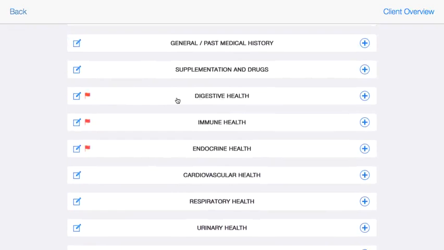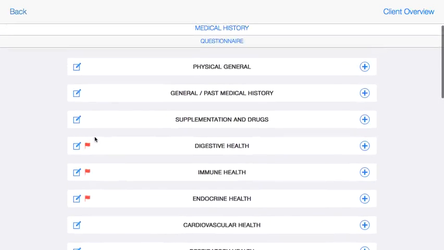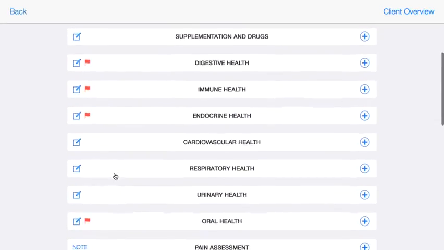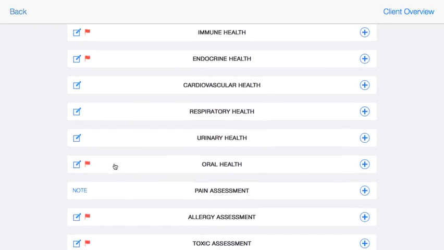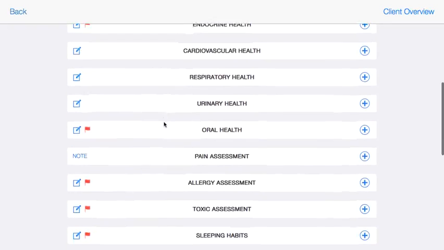And I'll cover in a moment what those flags and the notes mean, but that's afterwards giving you a really beautiful overview. Digestive health is an area of concern and we need to work on that. Immune health as well, endocrine health, hormone problems, and oral problems are very significant, whereas the others don't have that kind of a red flag.